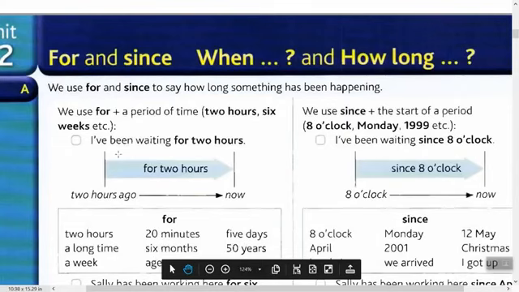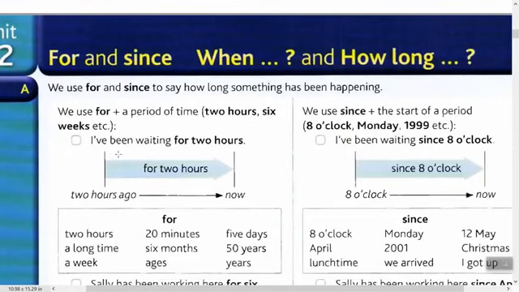For example, I have been waiting for 2 hours, for 3 hours, for 20 minutes, for 5 days, for 50 years, period of time. But we use since plus the start of a period. When we have the beginning, the start of a period of time, start.